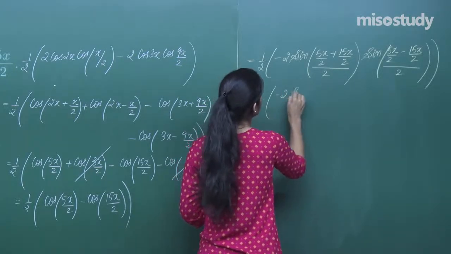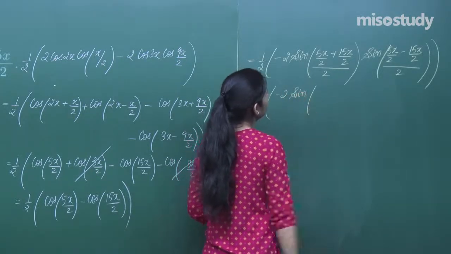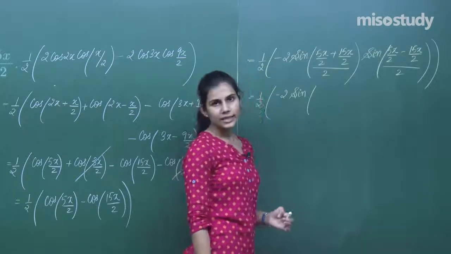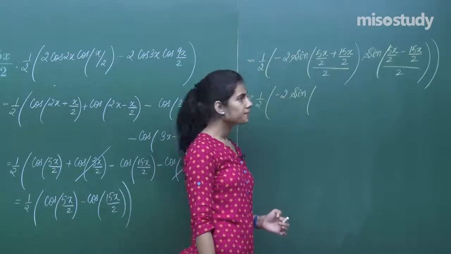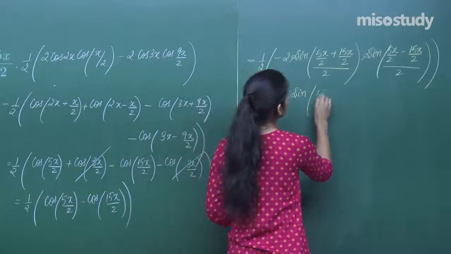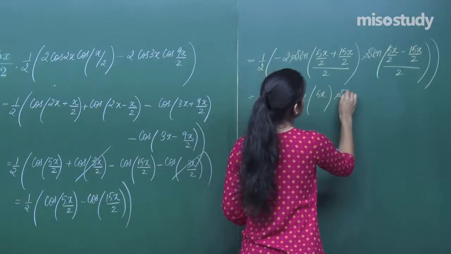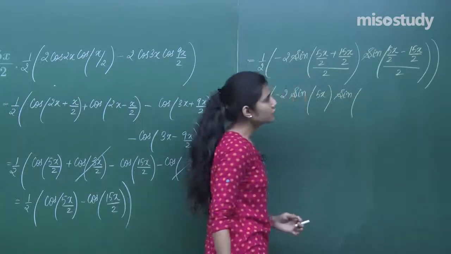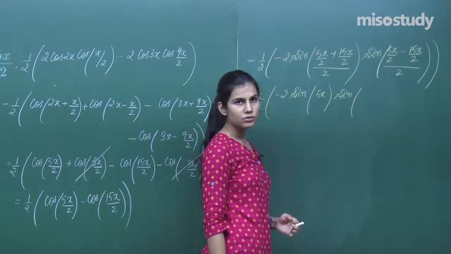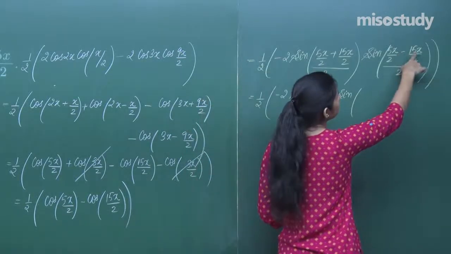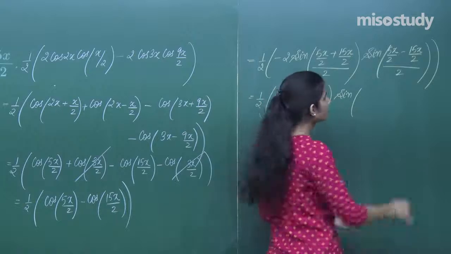This is minus 2 sin. 5x plus 15x is 20x/2, that is 10x. 10x whole upon 2 is 5x. 5x minus 15x is minus 10x by 2, that is minus 5x by 2.